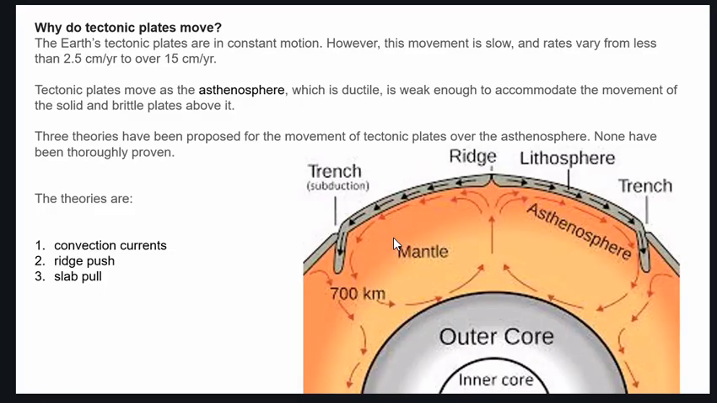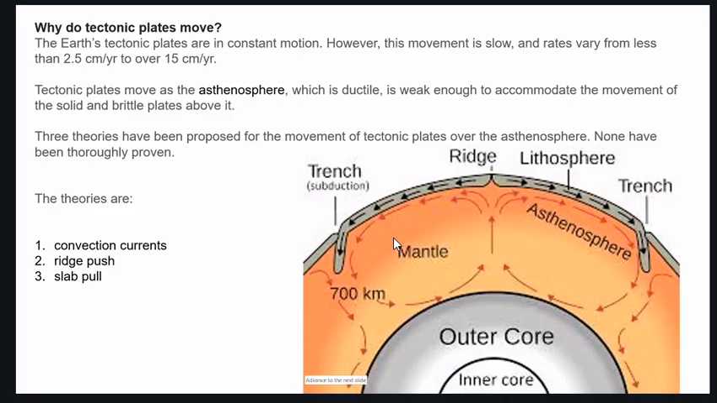Some plates move faster than the others. Some plates move at a very slow pace, and some move at a very fast pace. We're going to be seeing all that. So the slab pull helps to drive the mantle convection pattern.